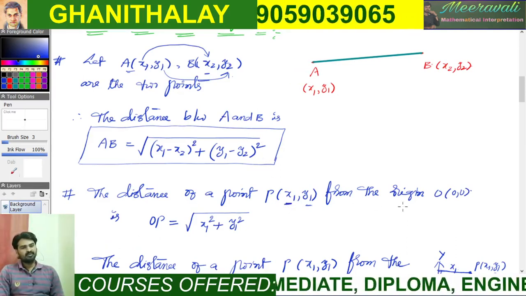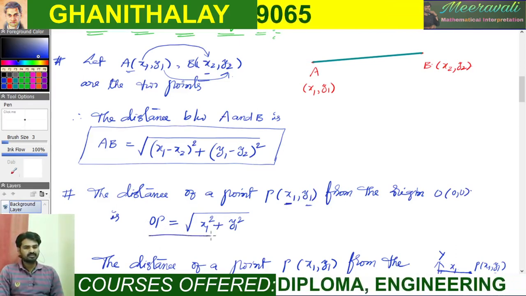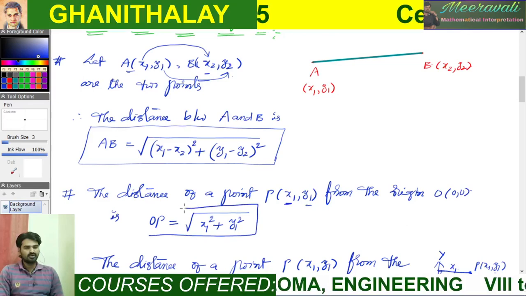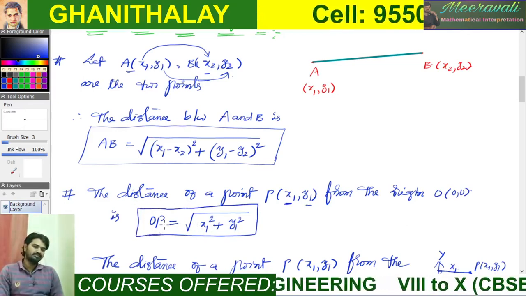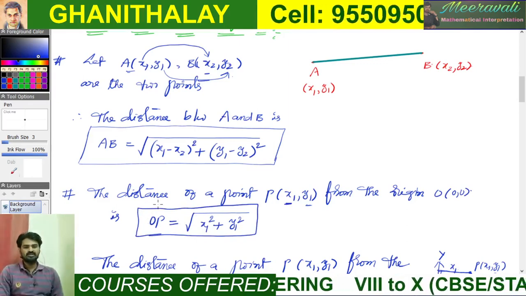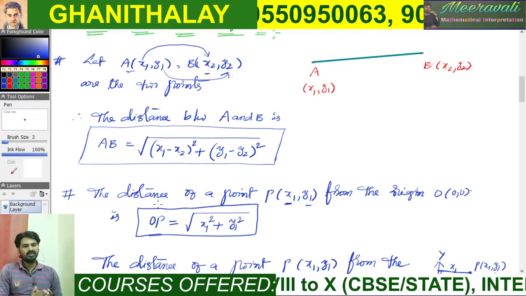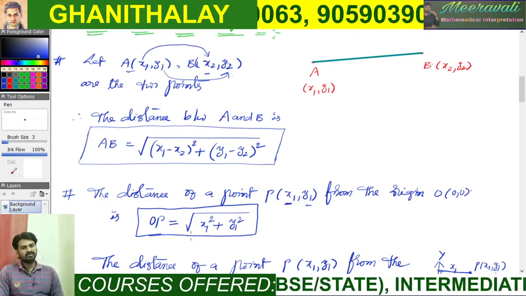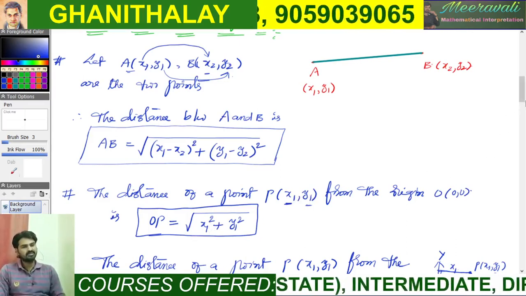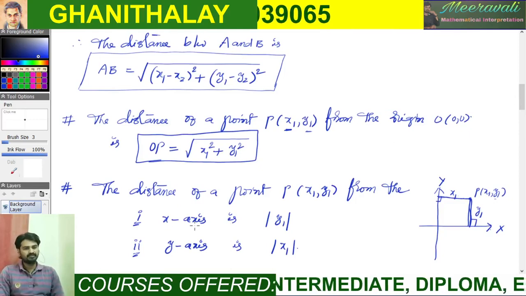Suppose one of the points is the origin, O, and the other point is P. Then the distance between them is OP. Simply, if one of the points is the origin, you can eliminate the origin point. What are the coordinates of the point P? x1 comma y1. Now you can simply write square root of x1 square plus y1 square. This is the distance from the origin to another point.